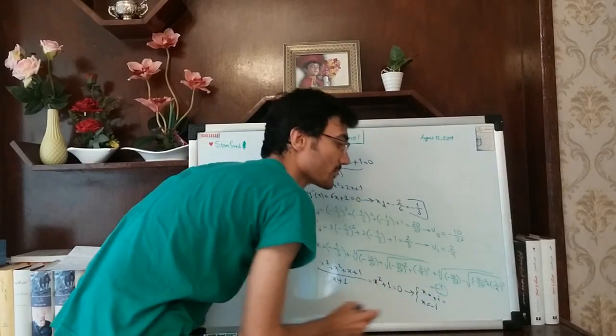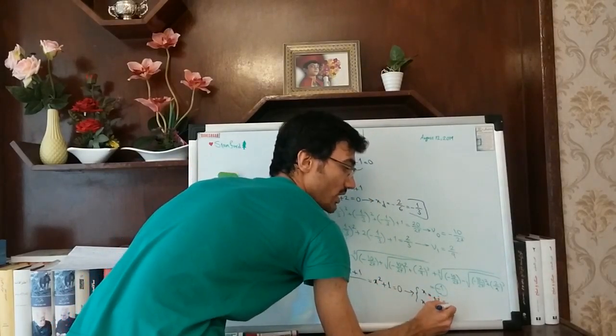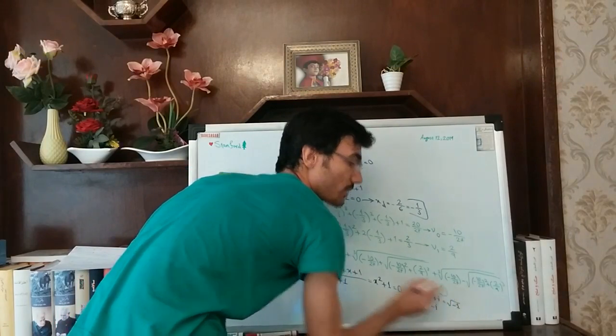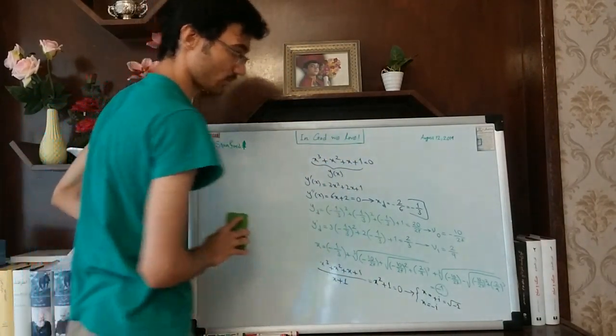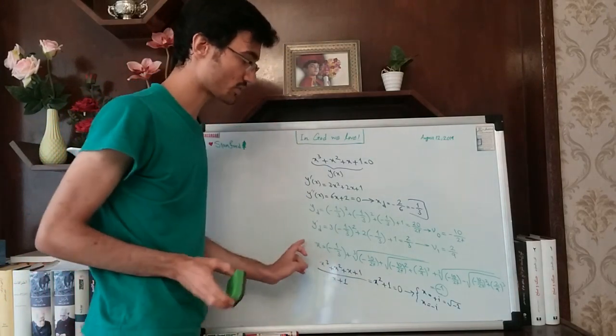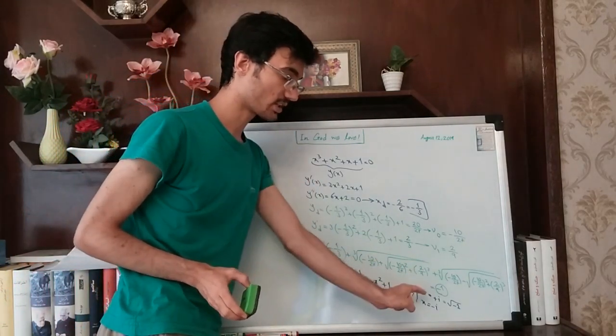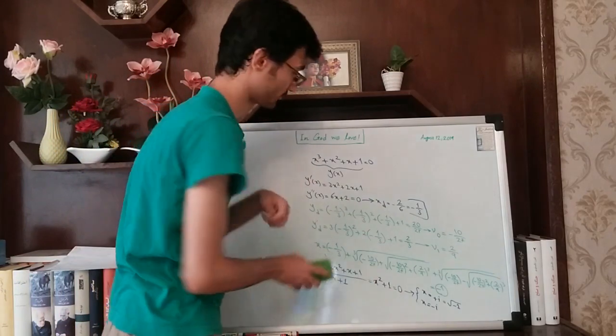And we know that i is the root of negative 1, which is a complex number. So the roots of this equation are negative 1, i, and negative i.